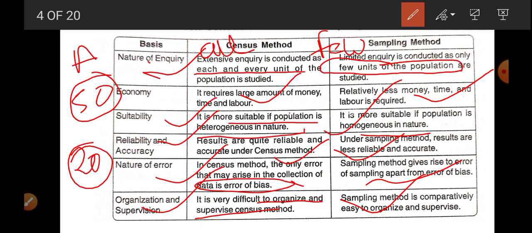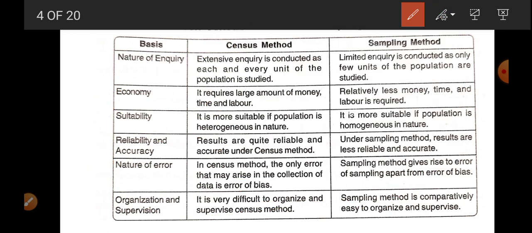Okay, so the same differences. When you use the sample method, it is more convenient. On the other hand, the census method gives you an accurate result, but there is too much need of money, manpower, and effort. Okay, class.